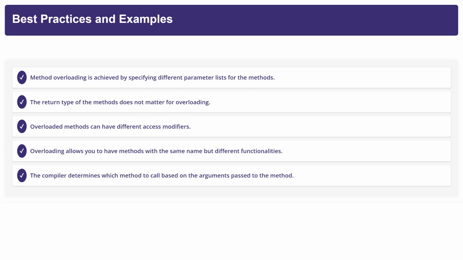Overloading is useful when we want to define different versions of a method to handle different types of input. Method overloading is achieved by specifying different parameter lists for the methods. The return type of the methods does not matter for overloading. Overloaded methods can have different access modifiers. Overloading allows you to have methods with the same name but different functionalities. The compiler determines which method to call based on the arguments passed to the method.